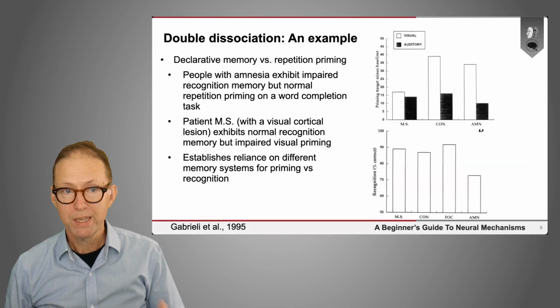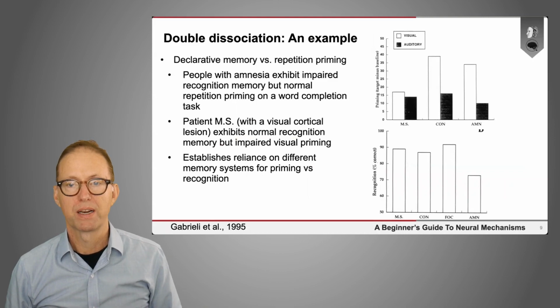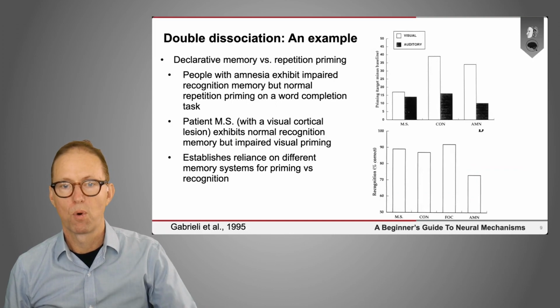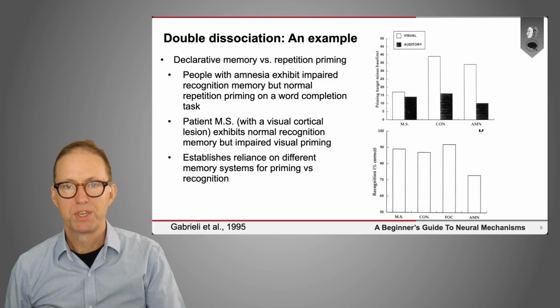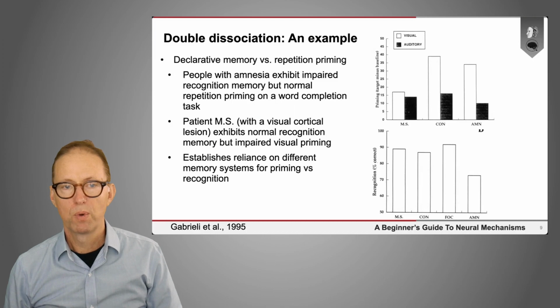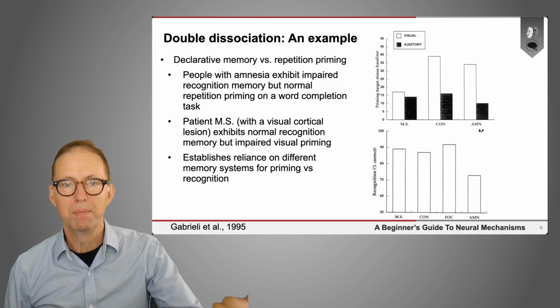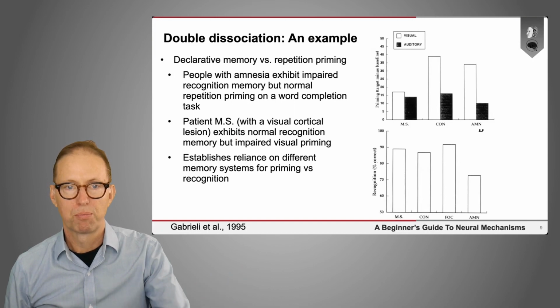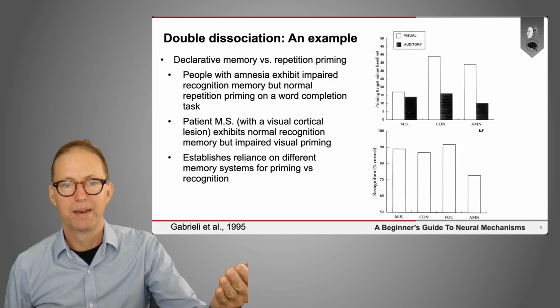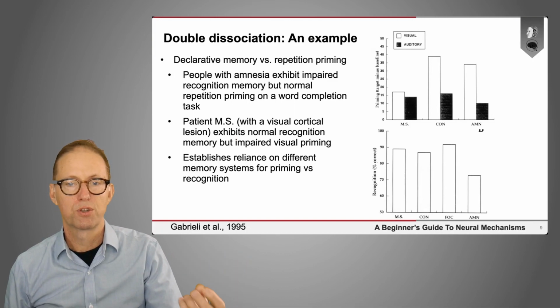Here's one example, a paper by John Gabrieli and colleagues published in 1995. They wanted to look at the differences between declarative memory, that is memory for previous events, and repetition priming, which is an improvement of performance with practice. And what they saw was two different groups. One, people with amnesia, who had impaired recognition memory but normal repetition priming on a particular task. And a patient known as MS, who had a lesion of the visual cortex and showed the opposite pattern: normal recognition memory, but impaired visual priming.